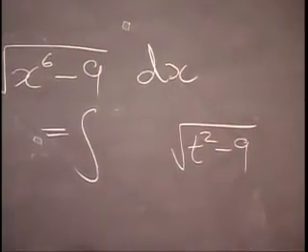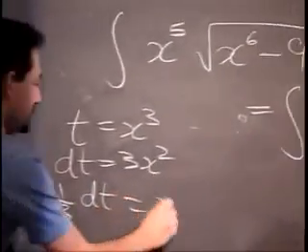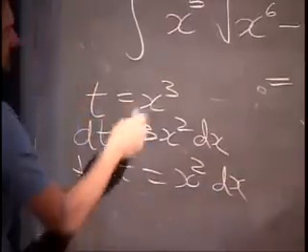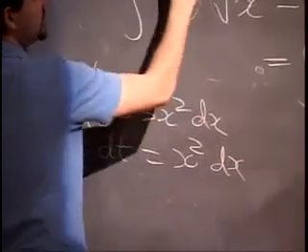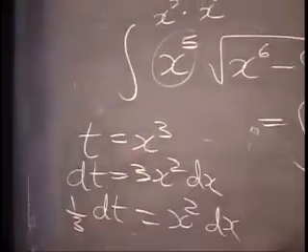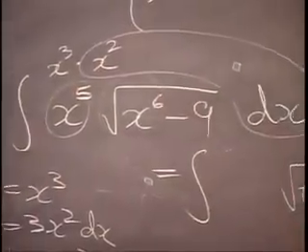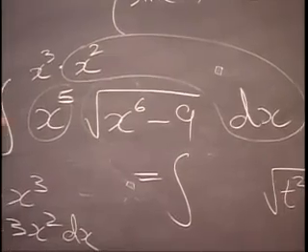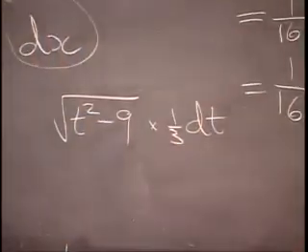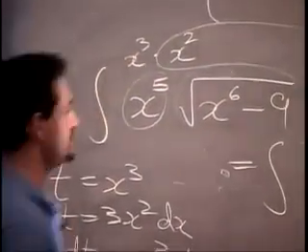On the other hand, dt is 3x squared, so 1/3 dt is x squared. I left out the dx. So if I bust up this x to the 5th into an x cubed and an x squared, then the x squared dx is 1/3 dt. And luckily, what's left over is x cubed, which is just a t.